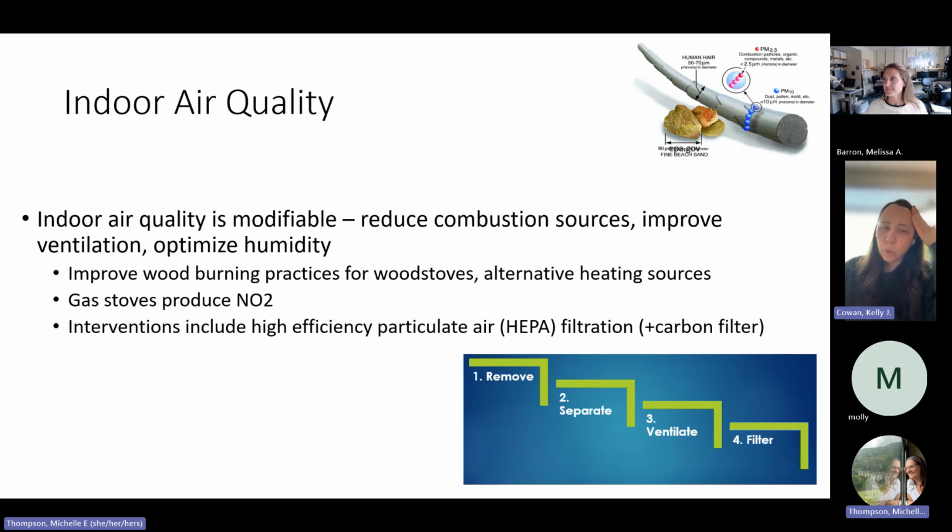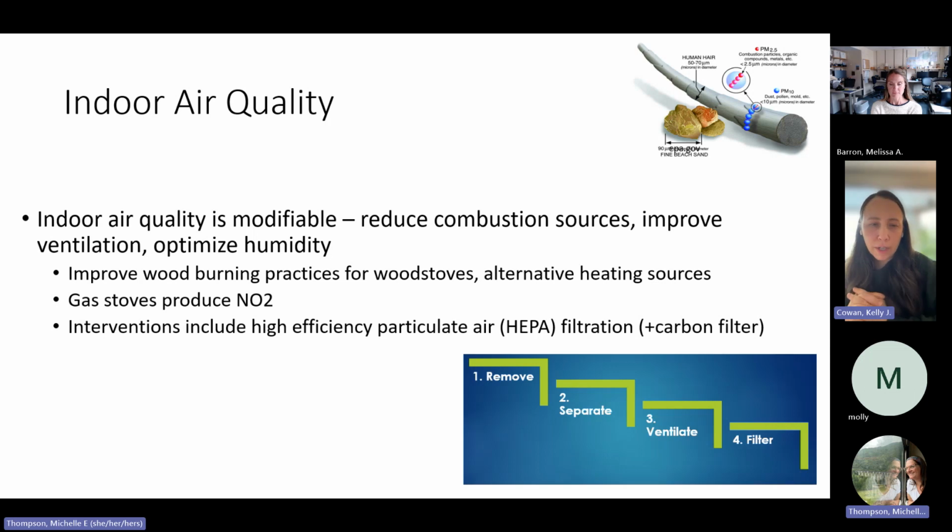So for wood stoves, alternative heating sources, improving wood stove burning practices, those are really important. And we have a lot of patients who have wood stoves that they clearly have symptoms with, and it's often a decision for families who, if they have more than one heating source, of what's less expensive during that season. So that's a challenge that families encounter pretty regularly.